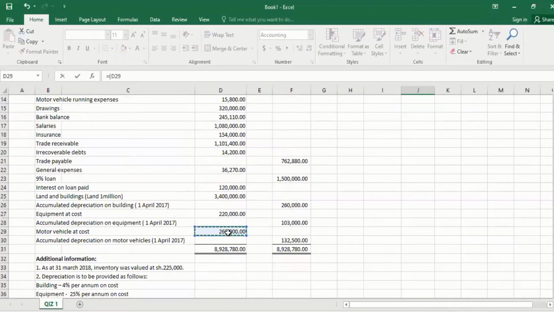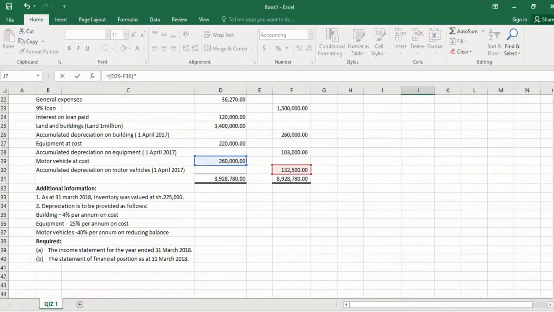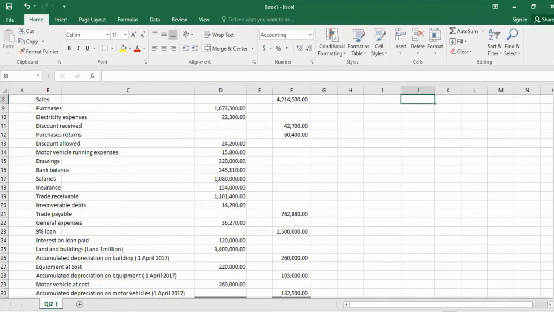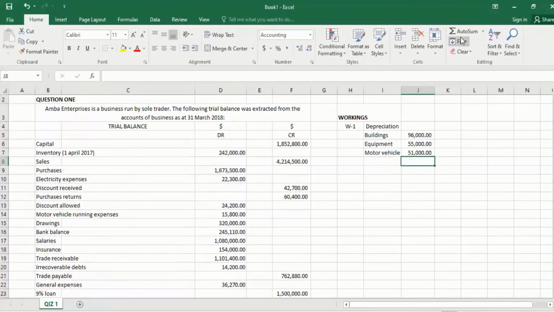I'll have the total minus the accumulated depreciation, 132. So then I multiply that by 40%. It's depreciated at 40% on a reducing balance basis. Therefore, I can have the sum total of this as 202.